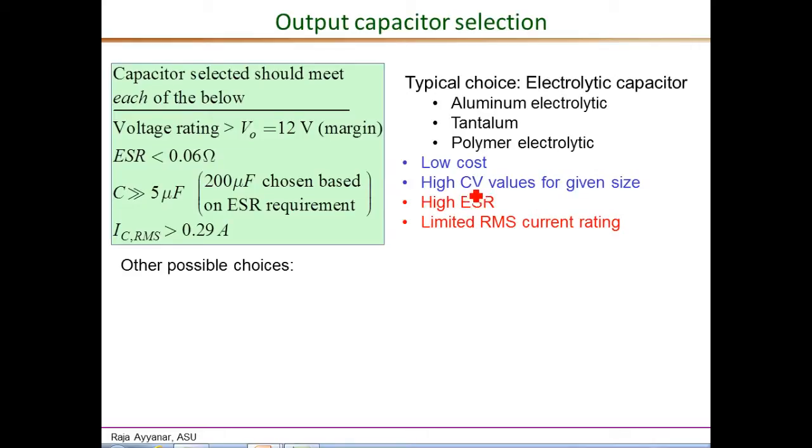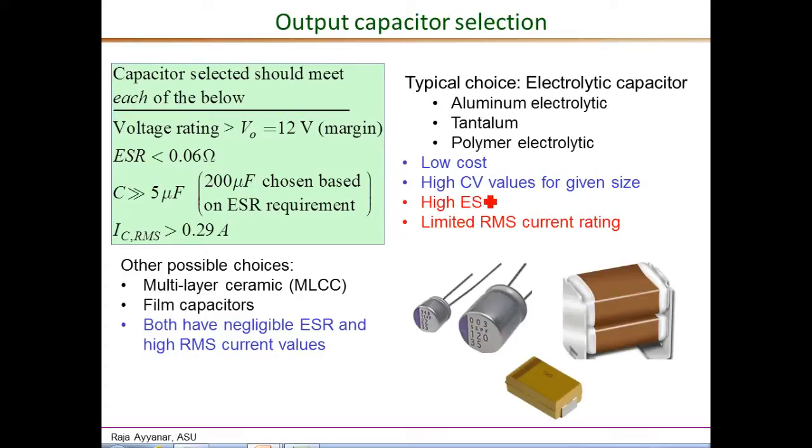More recently, there are several other choices also being used in DC-DC high frequency SMPS applications. Some of them are multi-layered ceramic capacitors or film capacitors. Both of these types have negligible ESR values and negligible ESL, equivalent series inductance, as well. And they also typically have high RMS current ratings. But the drawback, of course, is they are more expensive, and more importantly, they come in only low capacitance values, not in the several hundreds of microfarad easily.